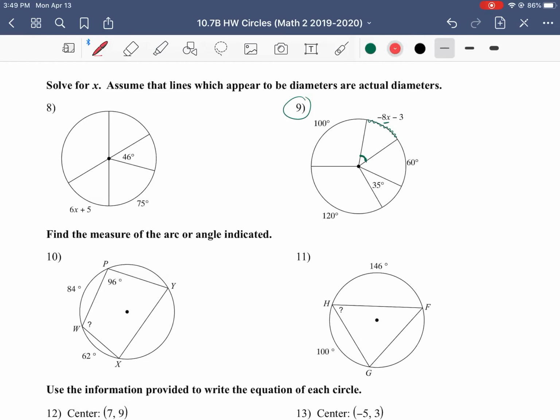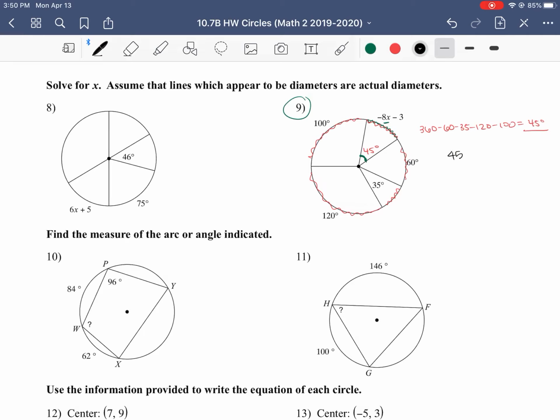So we look at the other pieces. Notice this piece out here is 120 degrees. This is 100 degrees. This one's 60, this one's 35. If we're making a full circle, a full circle should add to 360 degrees. So we would take 360 degrees and subtract out all of those other ones and see what's left. If we subtract all of those out, we're only left with 45. So this angle must be 45 degrees, or in other words, this arc is 45.